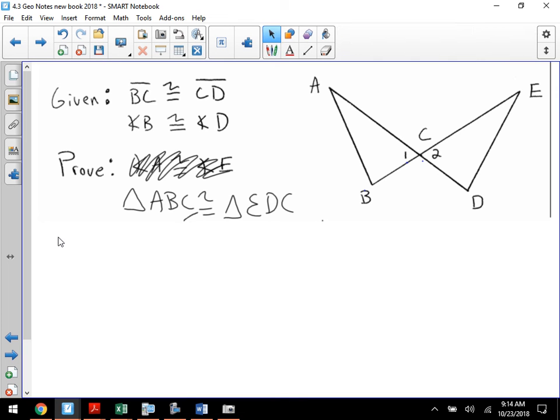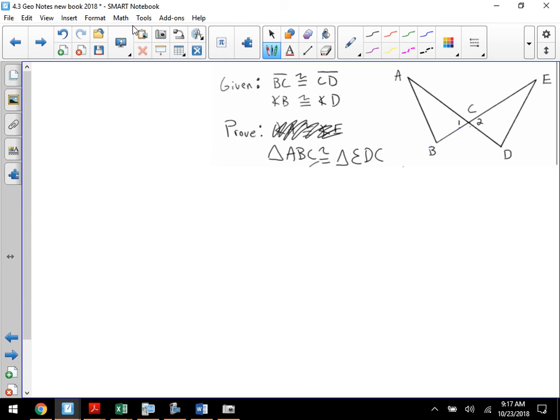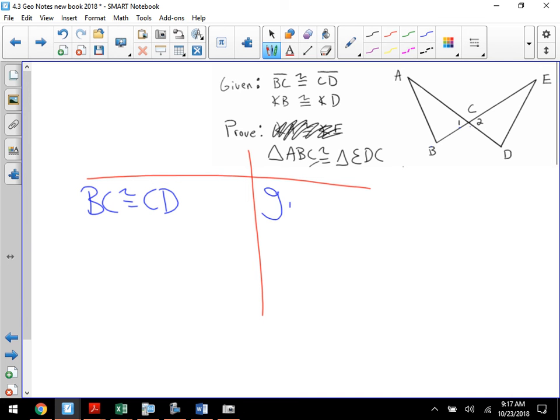I think I got one. I want you guys to do this one. Let's see where we're at. You're given BC and CD are congruent. BC congruent CD. Mark your diagram. Angle B.